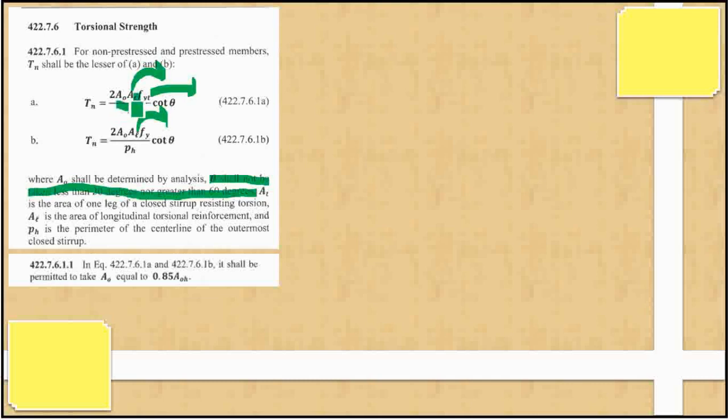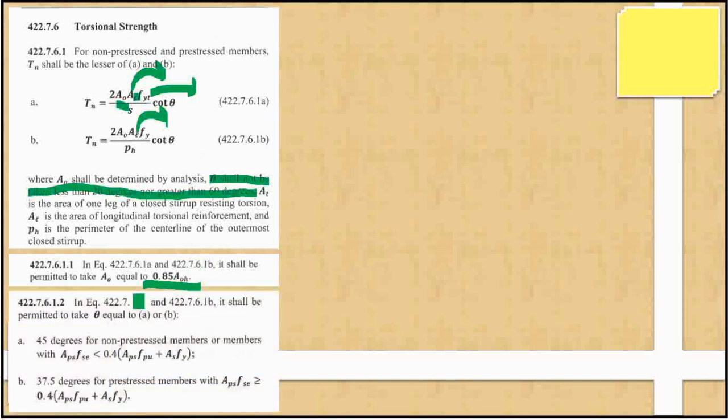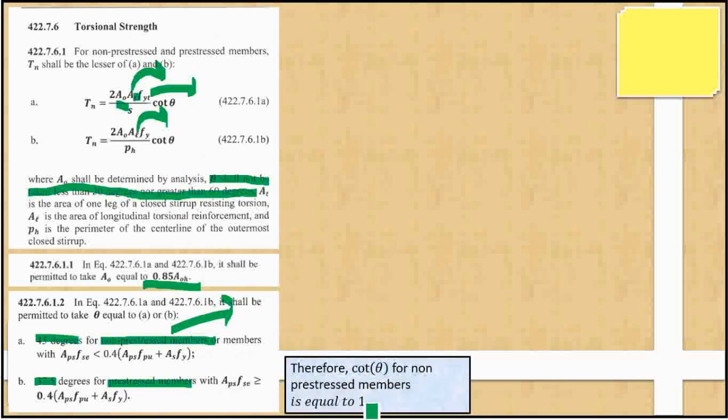Pero bago tayo pumunta doon, alamin muna natin kung ano tong Ao na to, kasi new variable siya. So yung Ao daw can be taken as 0.85 Aoh, which yung Aoh naman is nakuha na natin kanina, di ba? So ngayon, balik na tayo sa theta. So yung theta daw natin is taken as 45 degrees for non-pre-stress members, in which yung non-pre-stress members, ito yung kadalasan natin sinusolve, okay? And yung 37.5 degrees naman is for pre-stress members. Kapag in-evaluate natin yung cotangent 45 degrees, makukuha natin na equals to 1 na lang. Therefore, itong cotangent theta na to can be disregarded na lang for most calculations, okay?